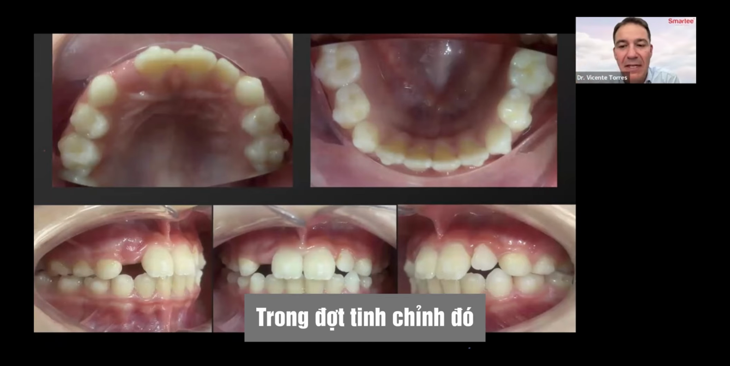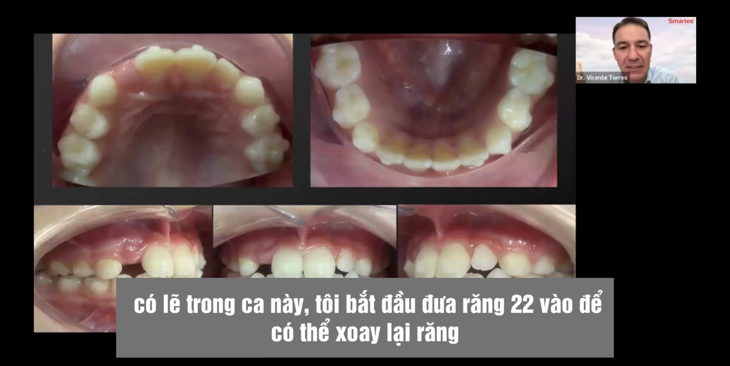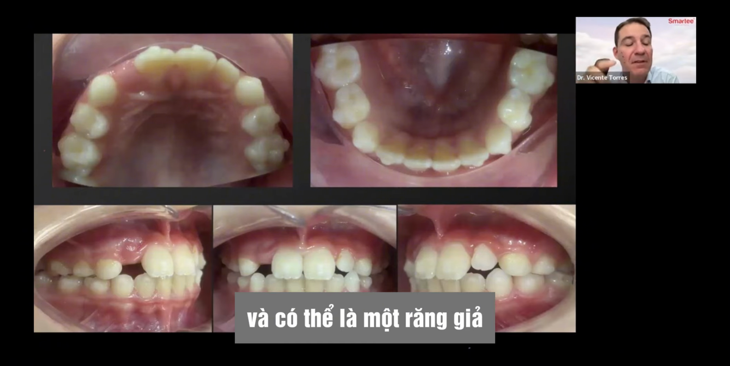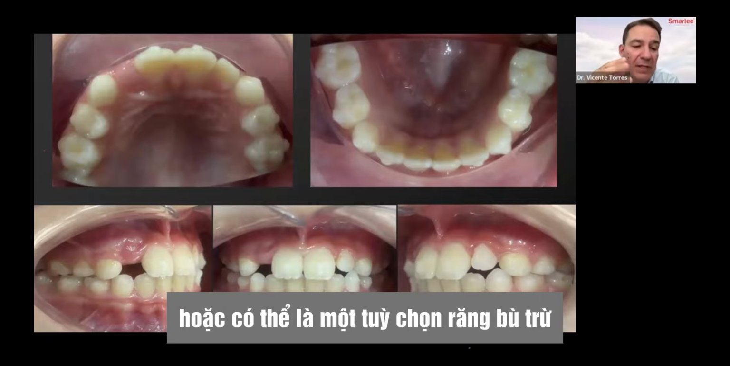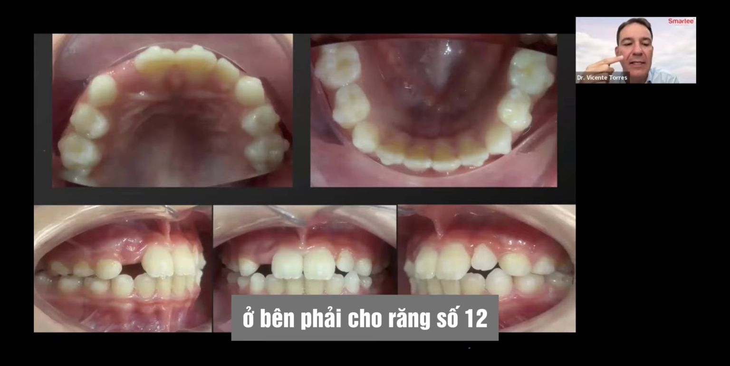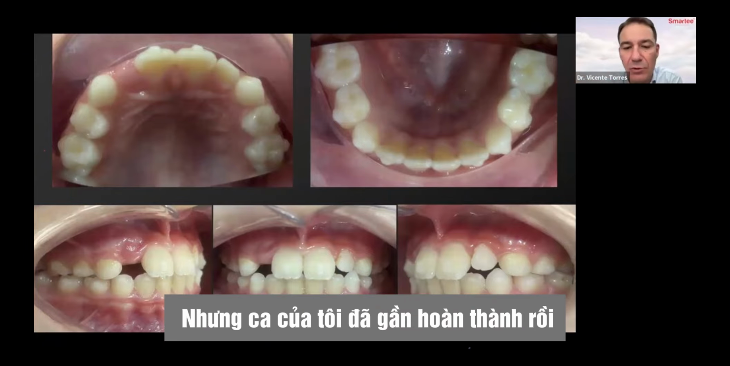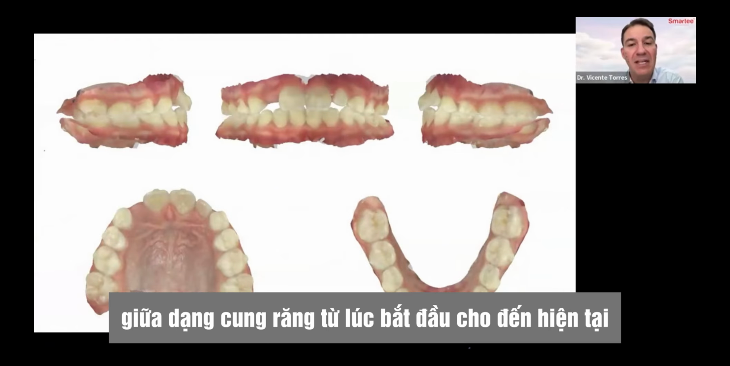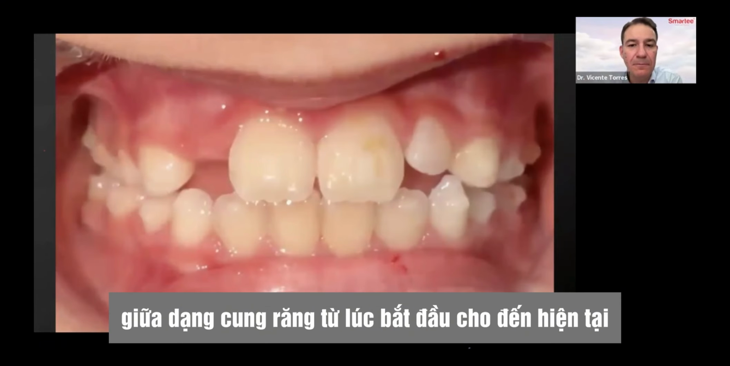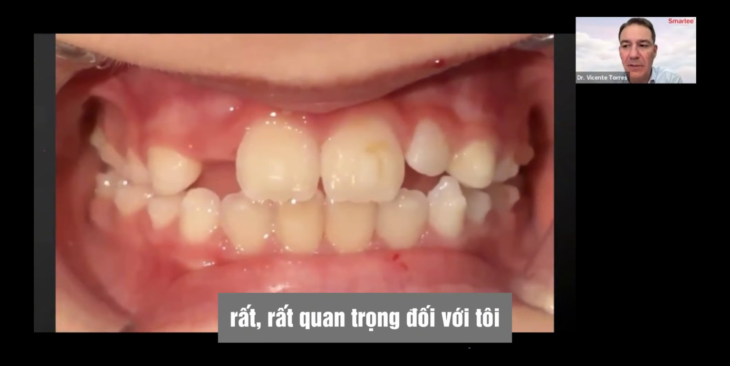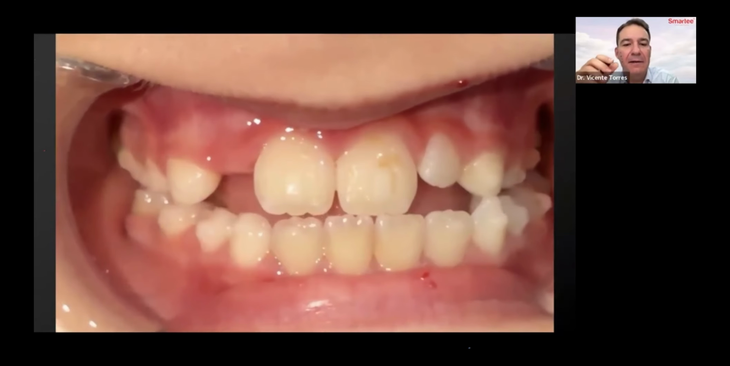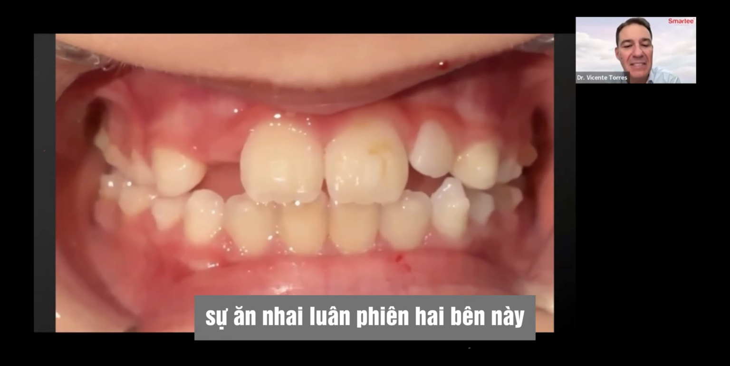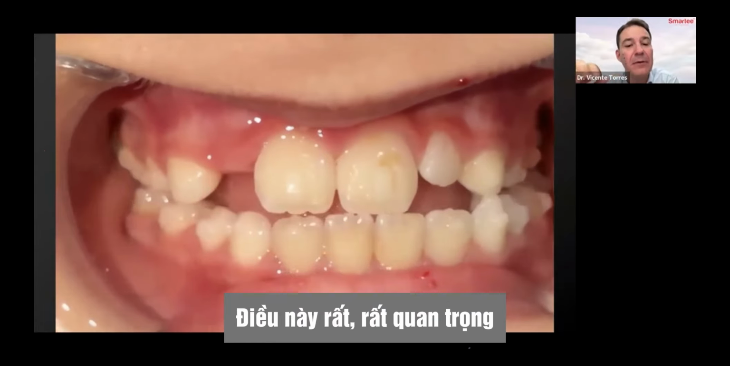So in that refinement, maybe I start to incorporate tooth 22 to rotate and put it in the right position, and maybe a pontic or a compensation eruption pontic on the right side for tooth number 12. But my case is near to finish, and you can see the difference between the arches from the beginning until now. And another very, very important thing for me is that by the end of the treatment, we achieve this bilateral alternating mastication. This is very, very important.